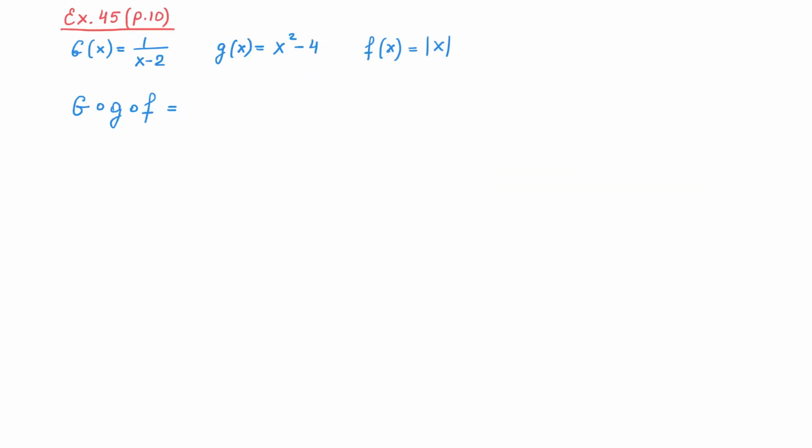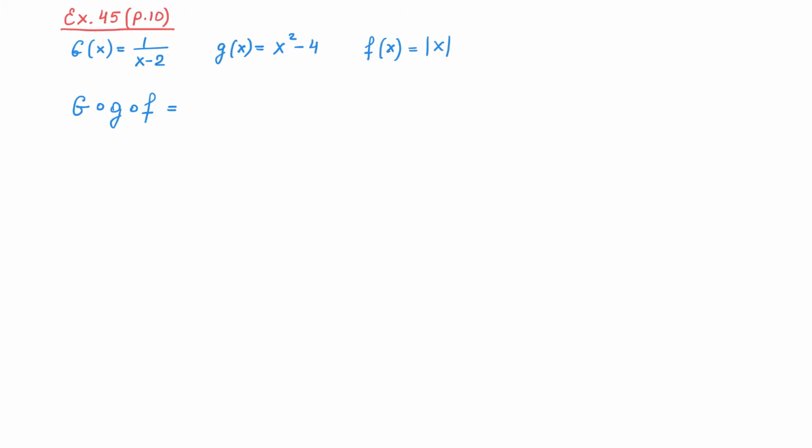In exercise 45, page 10, we are given three functions. Uppercase G of x equals 1 over x minus 2, lowercase g of x equals x squared minus 4, and f of x equals absolute value of x. We will find the composition of G and g and f.